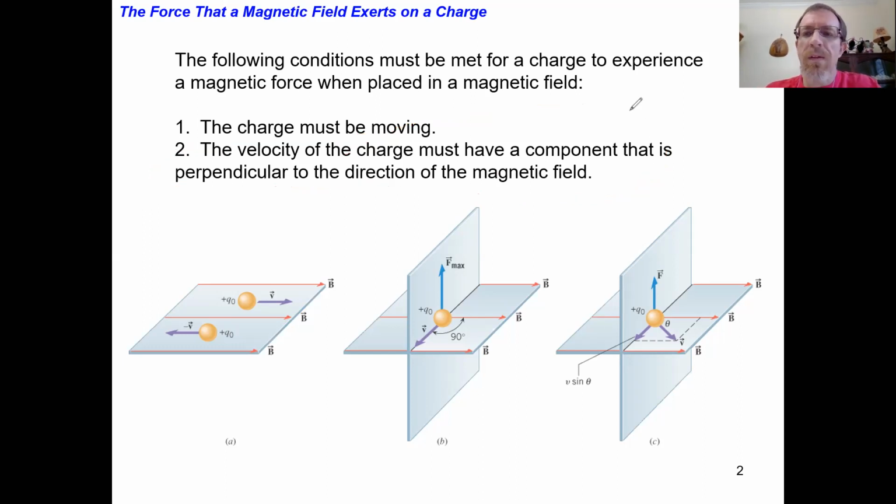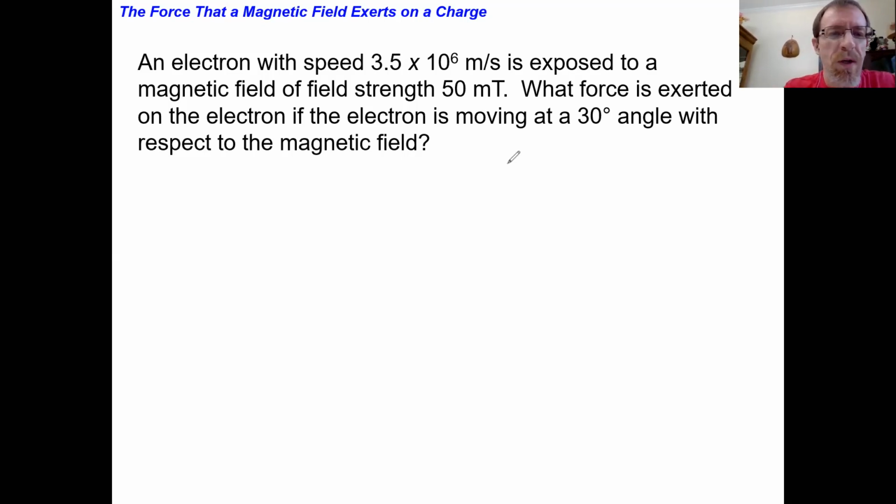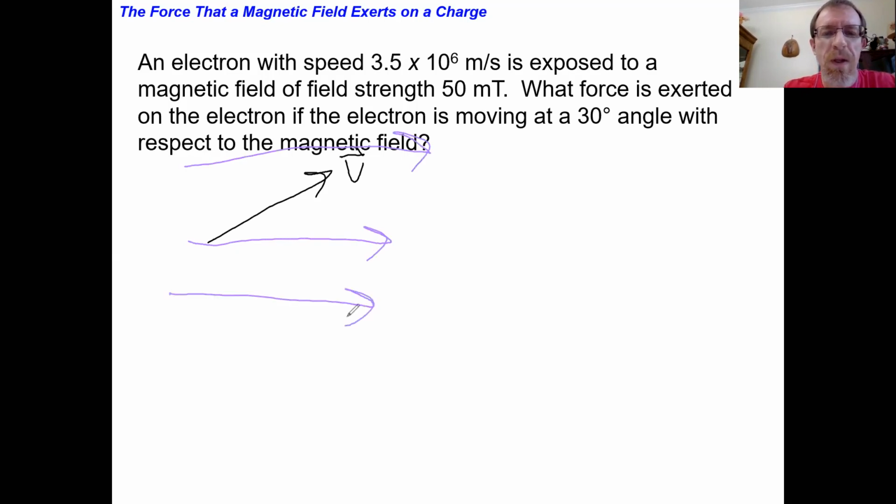Let's take a look at an example problem. In this problem, we've got an electron moving at a speed of 3.5 times 10 to the 6 meters per second. It's moving in a magnetic field that is 50 millitesla, and we are asked to calculate the force on this charge. The first thing I'll do is try to draw this out. We've got a charged particle moving with some velocity v in a magnetic field. The magnetic field is to the right here. Those are all supposed to be horizontal lines, sorry, my bad. And that angle right there is 30 degrees.